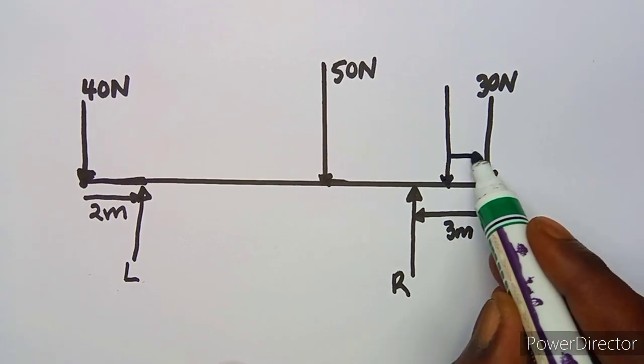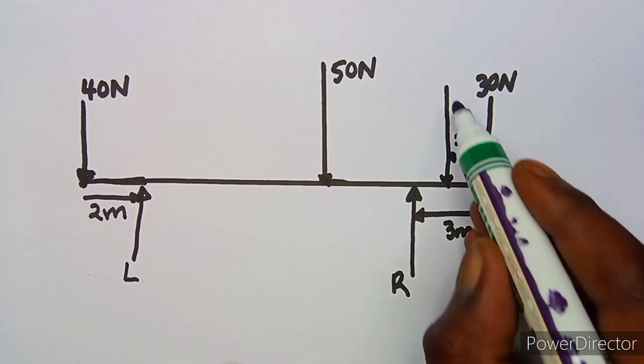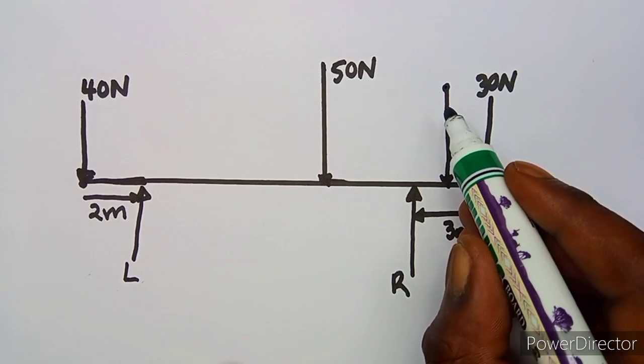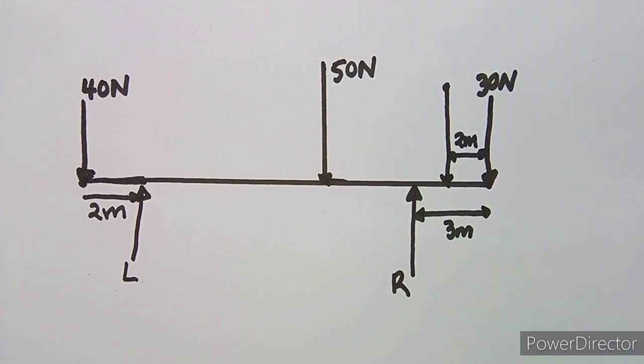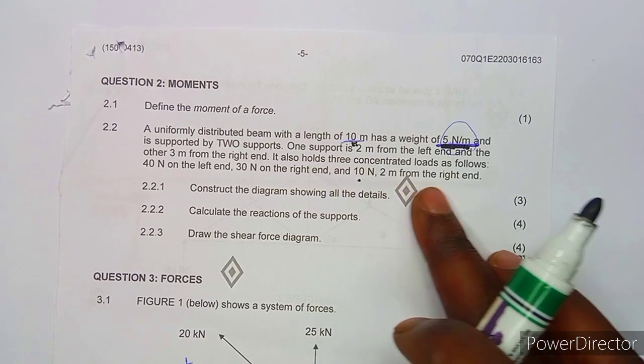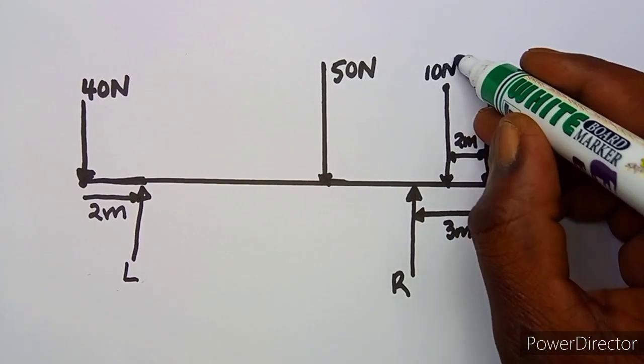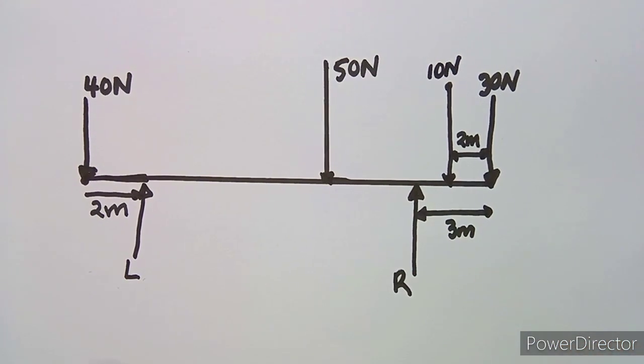So there's 2 meters in between here. From the right there's 2 meters, and this is of what, of 10 Newton. Take note here, it is 10 Newton, 2 meters from the right. Okay, so it's 10 Newtons, this one. Okay, something like this. So that's what we had.